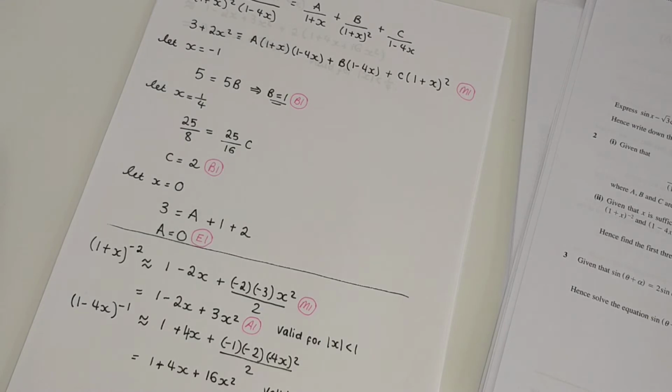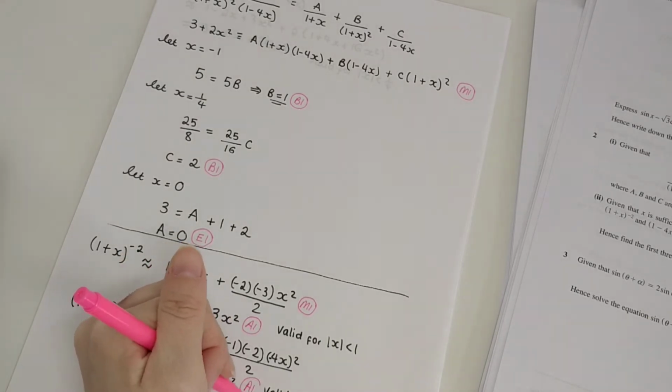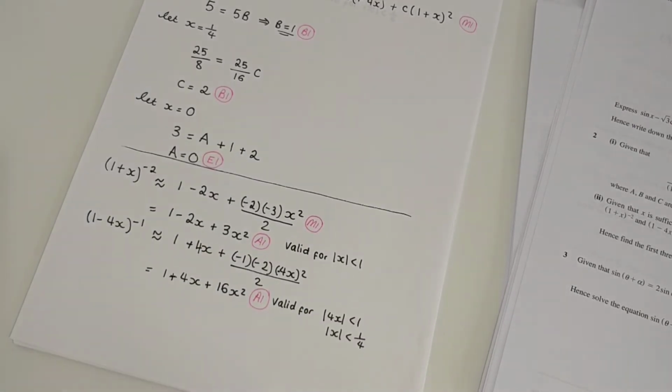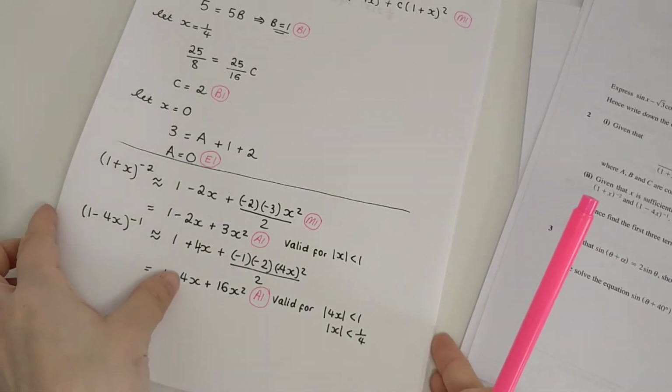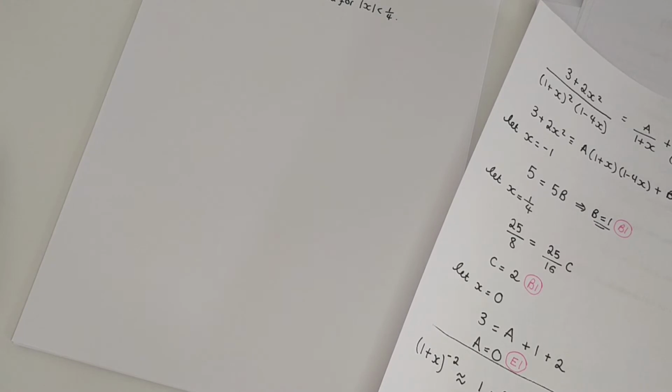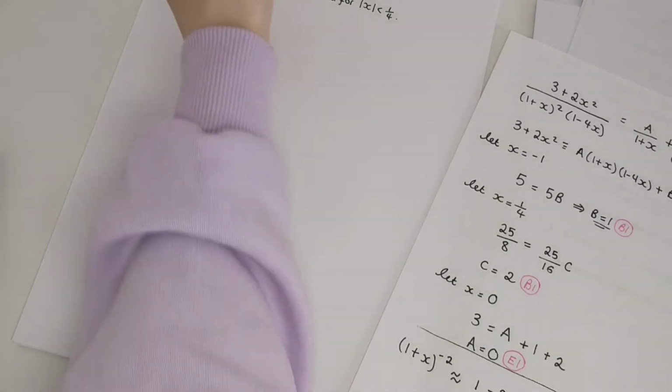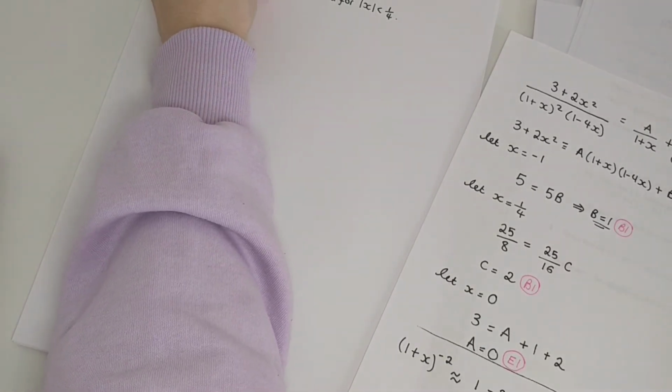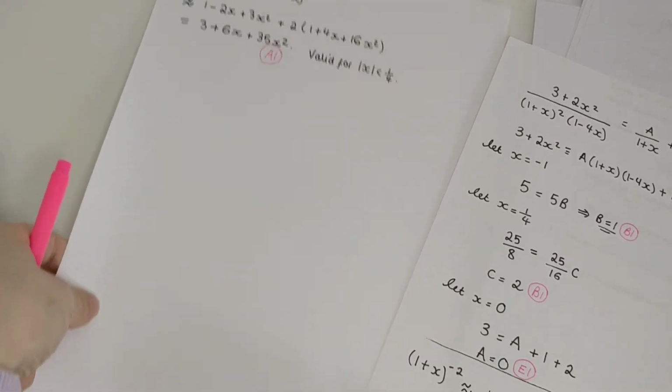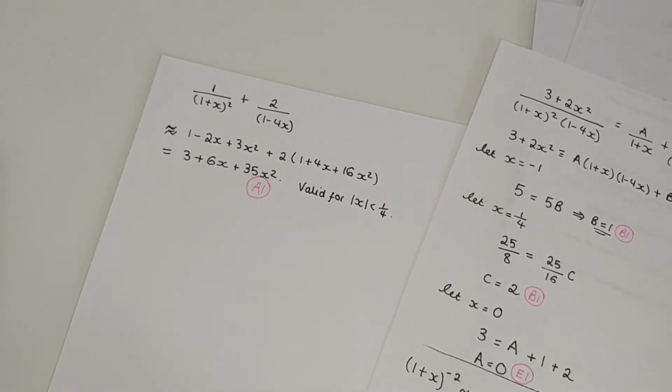Then just an A1 for this and don't get another method mark. Interesting. Then just an A1 for adding them together. No method mark. Whoops, you can't see that. Interesting.